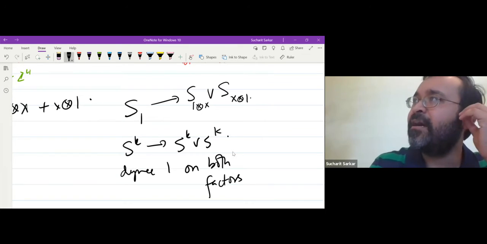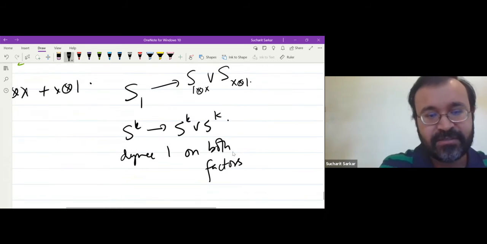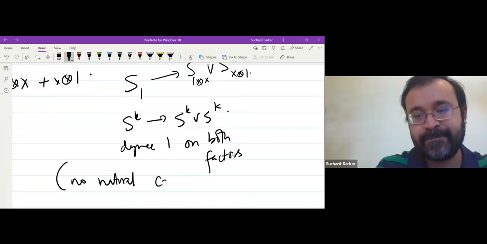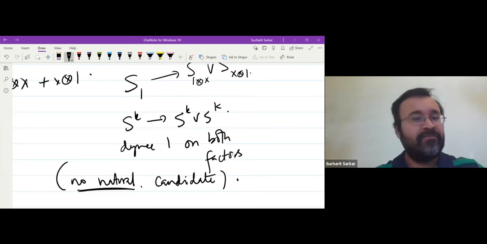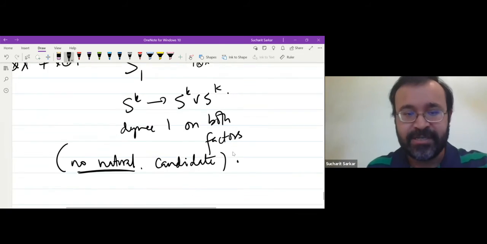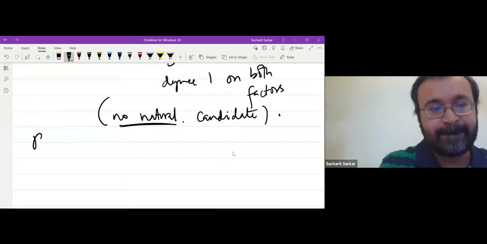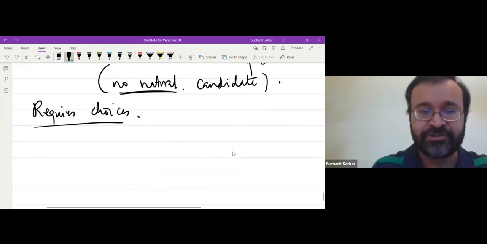And this requires a choice. There is no natural candidate. I really want to stress this. There is no natural candidate for how to map a sphere to a wedge of 2 spheres. Here is one way you can do it. So it requires choices. Let me explain one sort of choice.